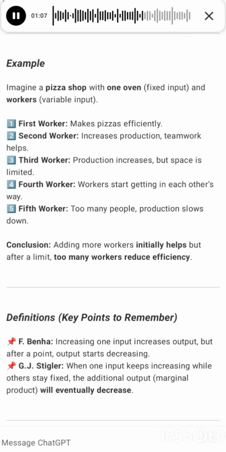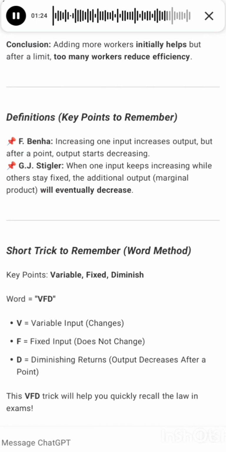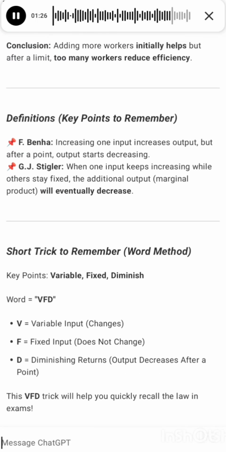Definitions, key points to remember. F. Benham: increasing one input increases output, but after a point, output starts decreasing. G.J. Stigler: when one input keeps increasing while others stay fixed, the additional output, marginal product, will eventually decrease. Short trick to remember. Key points: variable, fixed, diminish. Word VFD. V equals variable input changes. F equals fixed input does not change. D is diminishing returns, output decreases after a point. This VFD trick will help you quickly recall the law in exams.